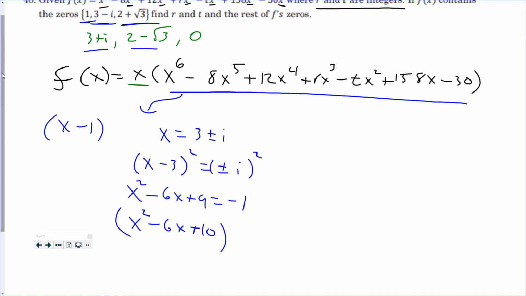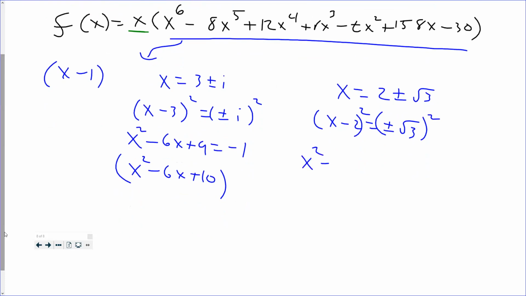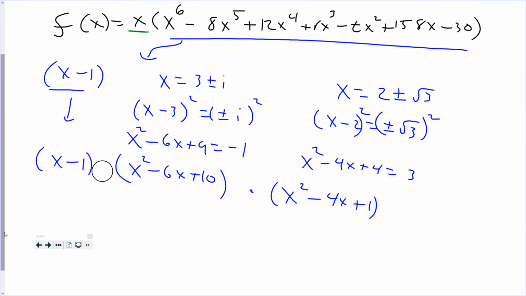Then I'll do the same thing with 2 plus or minus root 3. Subtract the 2 over, square both sides. I get x squared minus 4x plus 4 equals 3. Or x squared minus 4x plus 1. I can multiply these two together with this x minus 1. Is everyone with me so far?